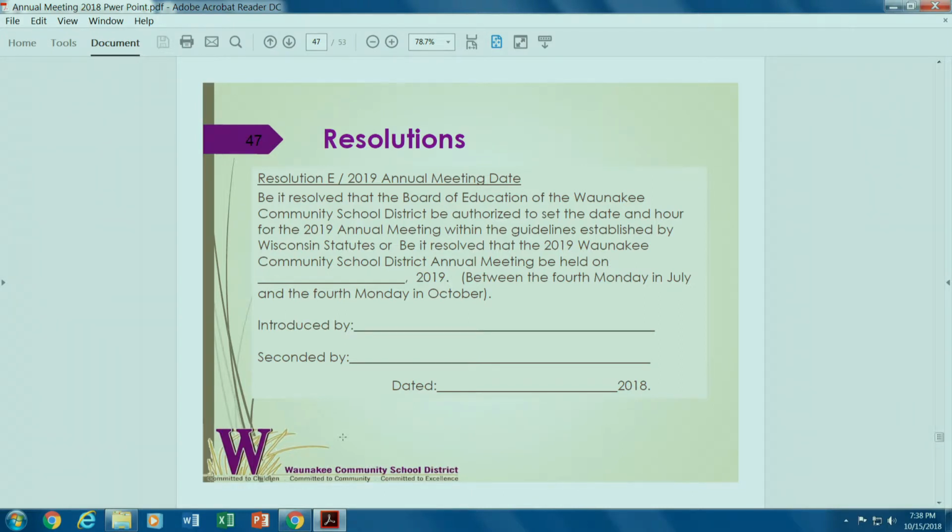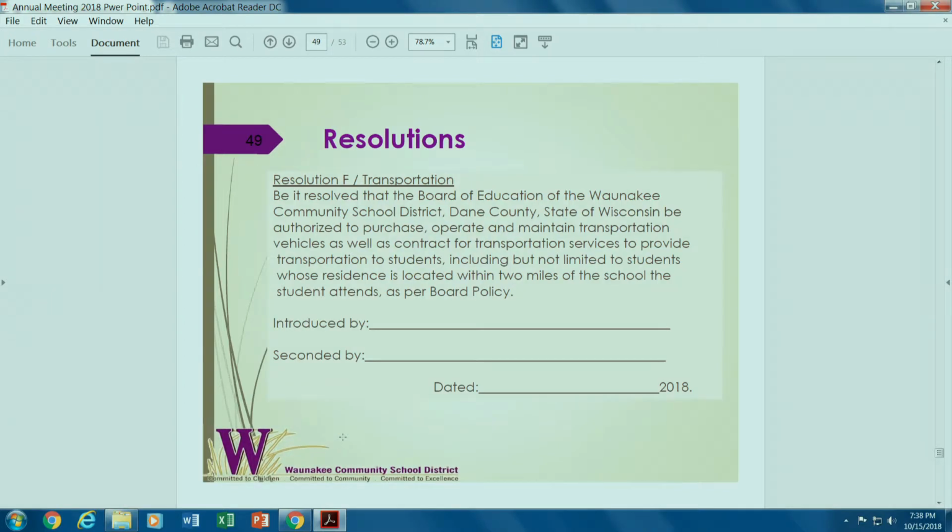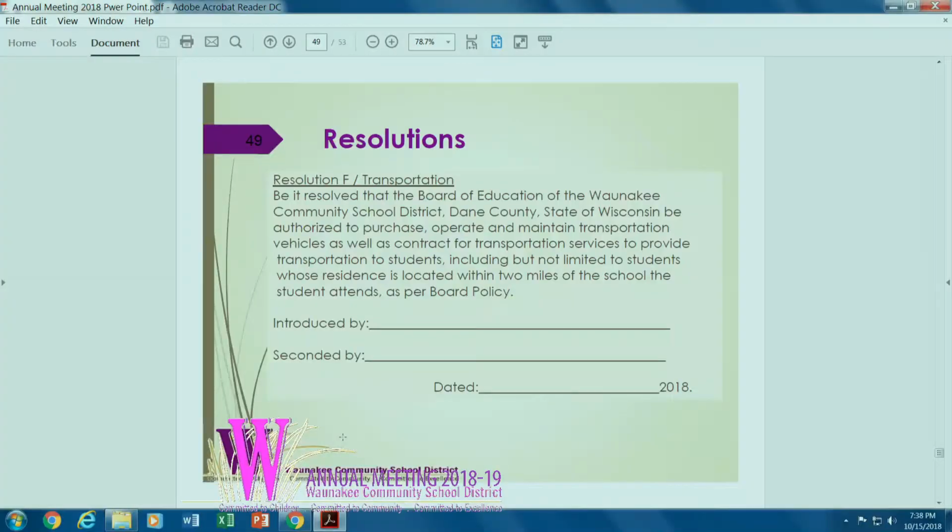Next is transportation, and the board needs approval to contract for bus services or operate buses on their own. And the motion gives the board that authority. Is there a motion? Tim Shell, I move that we adopt resolution F for transportation as presented in the packet. Is there a second? Kurt, go ahead. I'll give it to Dean Kaminsky, second. Any discussion? All those in favor say aye. Aye. All those opposed say no, and that motion carries.